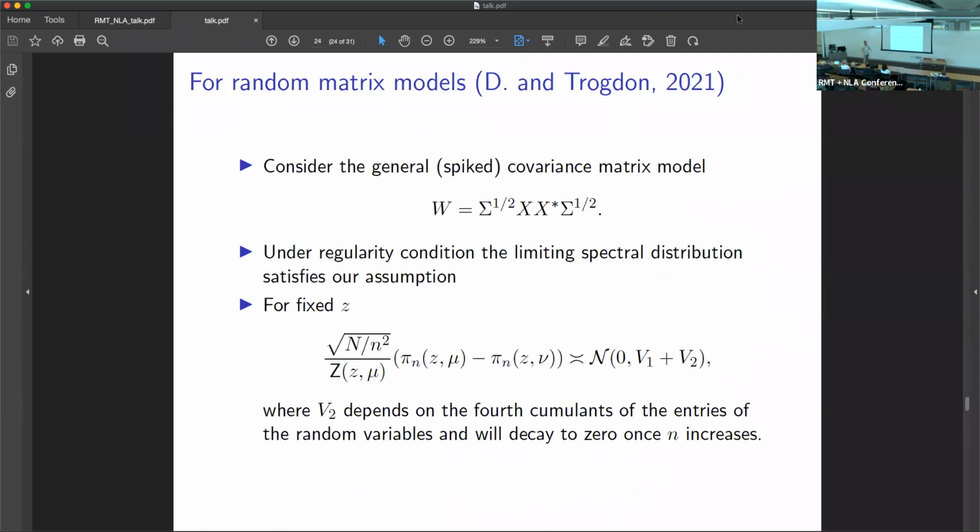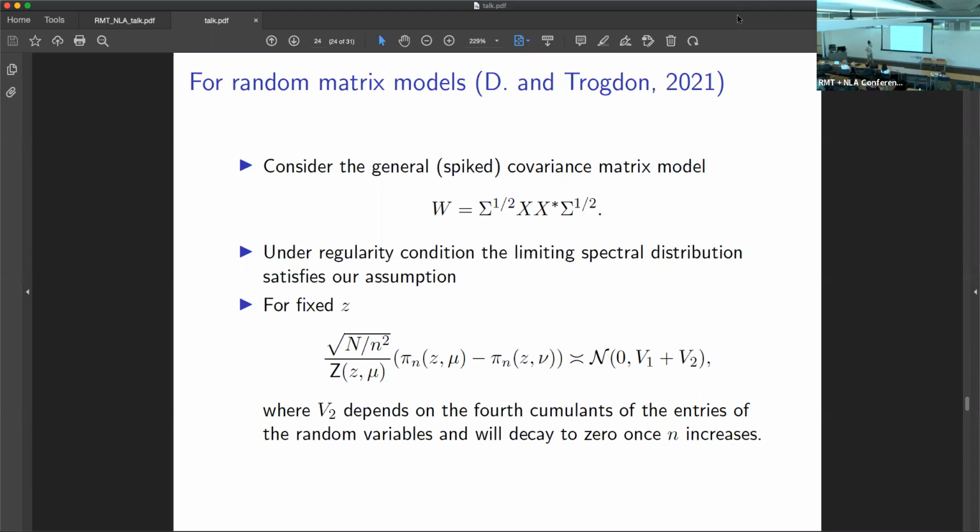So I will do a case study for this celebrated covariance matrix model. Previously sigma was equal to identity, but here I can allow sigma to be quite general. The regular assumptions basically ensure that the limiting distribution for this W has square root behavior. That's the assumption we have to impose on sigma, which is relatively standard in the random matrix literature. And then this is our result.